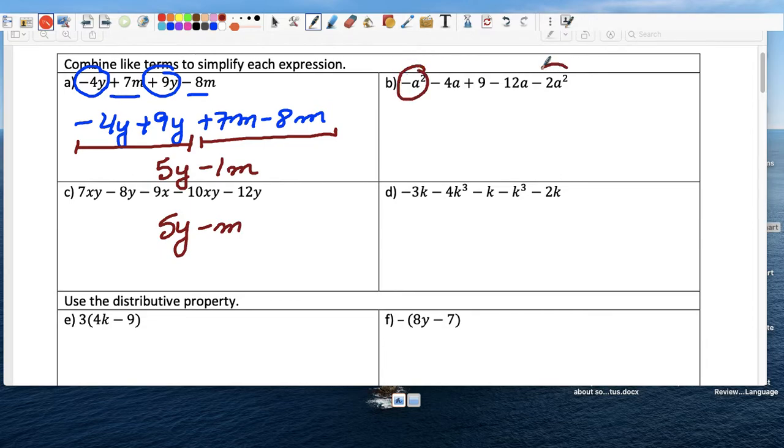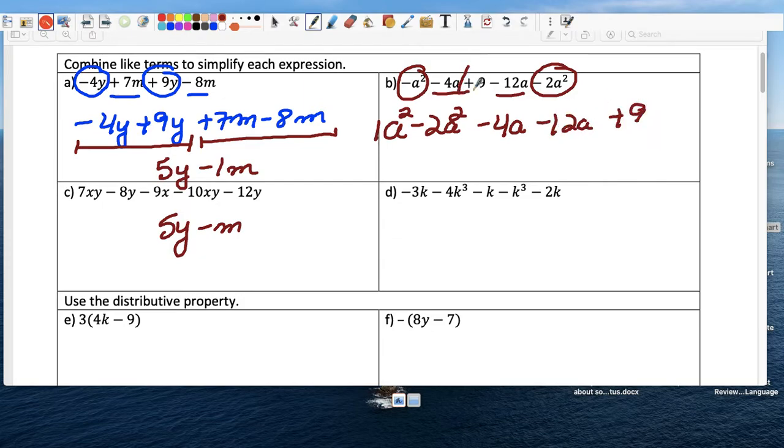This one and this one are like terms. If you want to put a 1 here, you can. Minus 4a, minus 12a, and then plus 9. So negative 1 and negative 2 is negative 1a squared. Negative 4 minus 12 is negative 16a. And then plus 9.